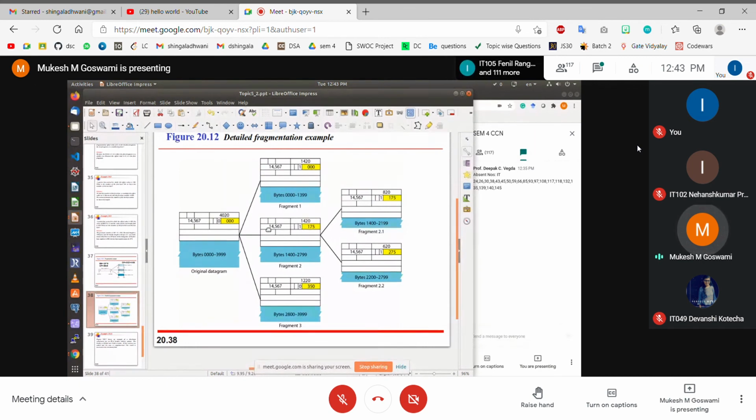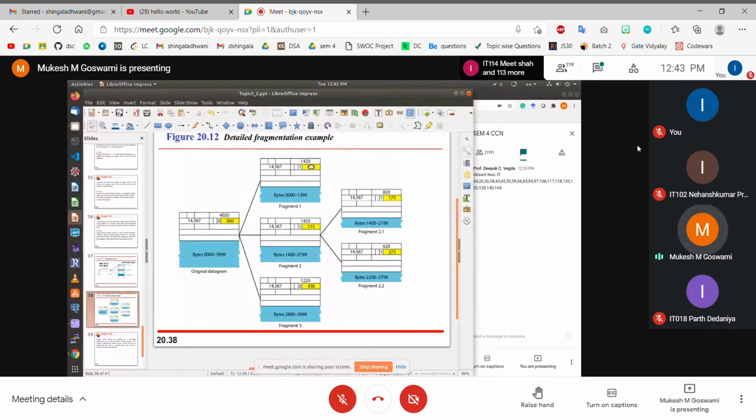What is the original packet? The original packet is identified as 14567. So this value 14567 remains the same. More fragment bit is 1 here, it is 0 here. The total length is 1400 bytes data plus 20 byte header. So you have 1420. Again 1400 bytes data, 20 byte header. So it is 1420. And here we have the remaining 1200 bytes and 20 bytes header. So it is 1220. So that is how the total length field is defined.